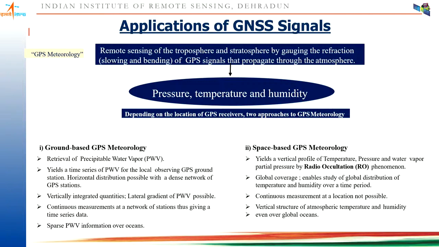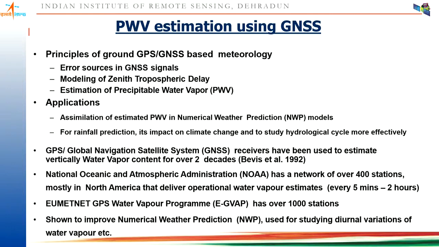Global coverage enables a study of the global distribution of temperature and humidity over a time period. Continuous measurement at a location may not be possible in this case. We get the vertical structure of atmospheric temperature and humidity in different layers, even over the global oceans. So the benefit here is that over the oceans also we can get these parameters.